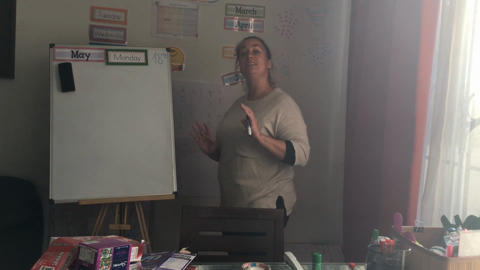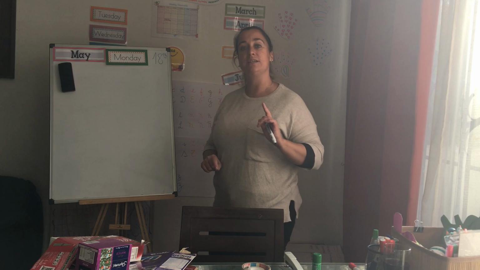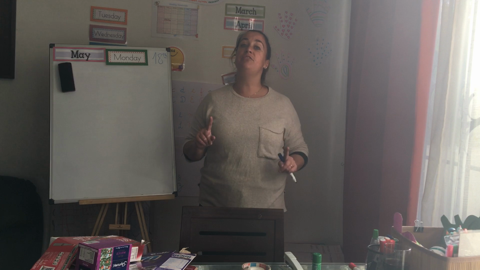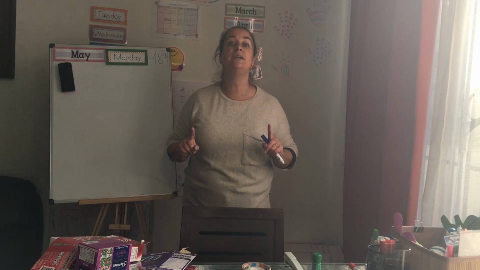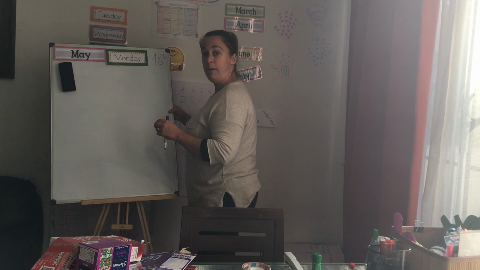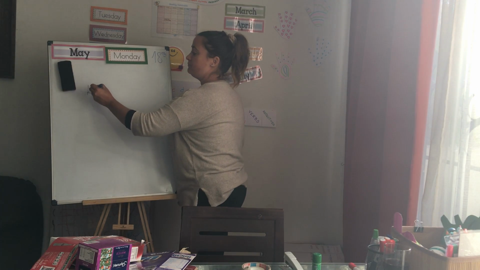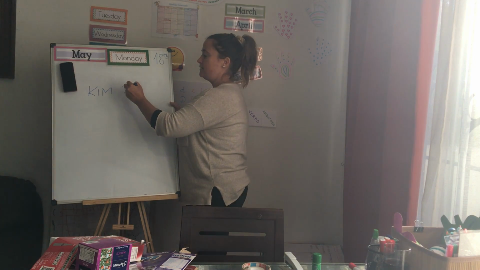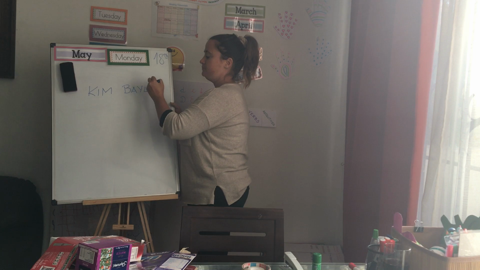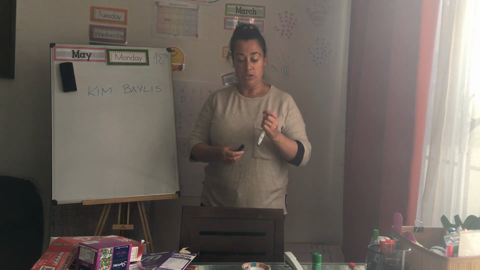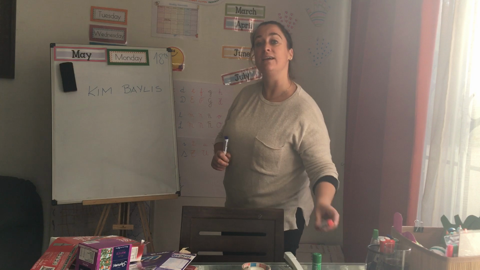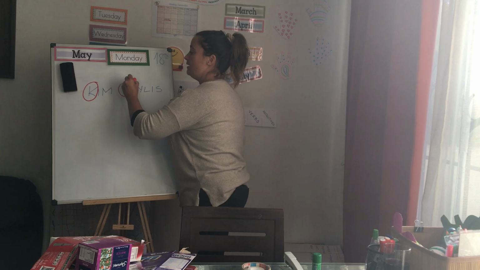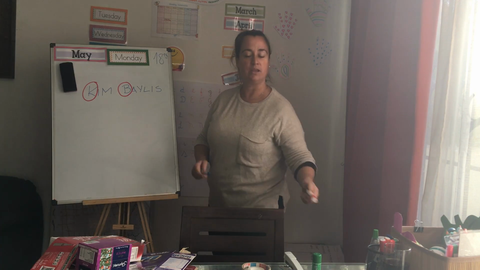What are our initials? Our initials are the first letter of my name and the first letter of my surname. Yeah? My name is Kim and my surname is Bayliss. So we're going to make our initials. My initials would be K, B.